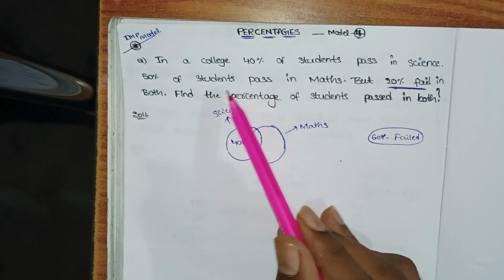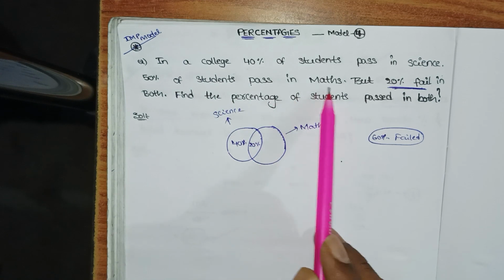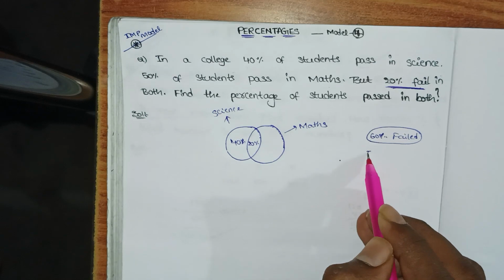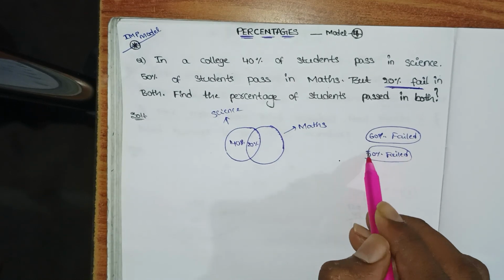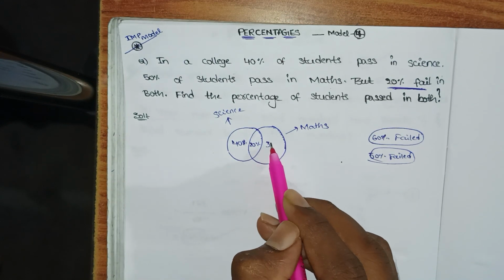Next, maths. How many students passed? Only 50% of students passed in maths. 50% passed means 50% failed in maths. So we can write 50 here. Already here we have written 20, so we can write 30.